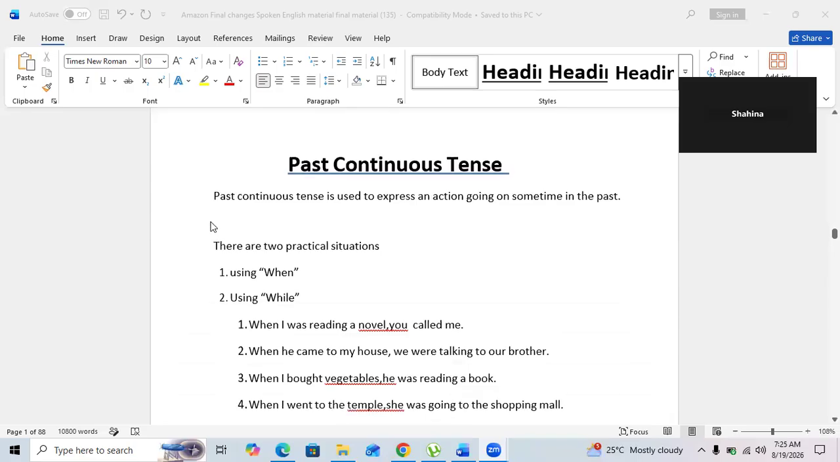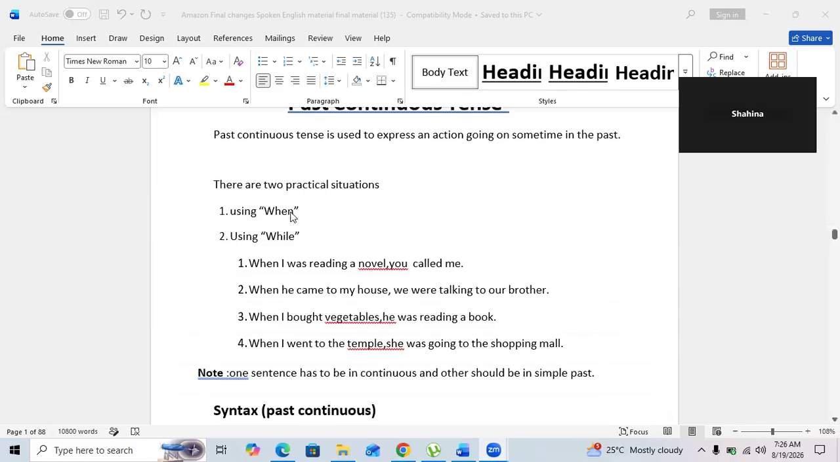Now, let's move on to past continuous. So, past continuous means action which was going on in the past. But if I simply say that I was studying, I was going, it will not fulfill my need to tell about that situation. So, that's the reason you have to use when or while as a supporting statement. So, let's go through. When I was reading a novel, you called me. So, the moment you say when I was, it means when you were doing this.